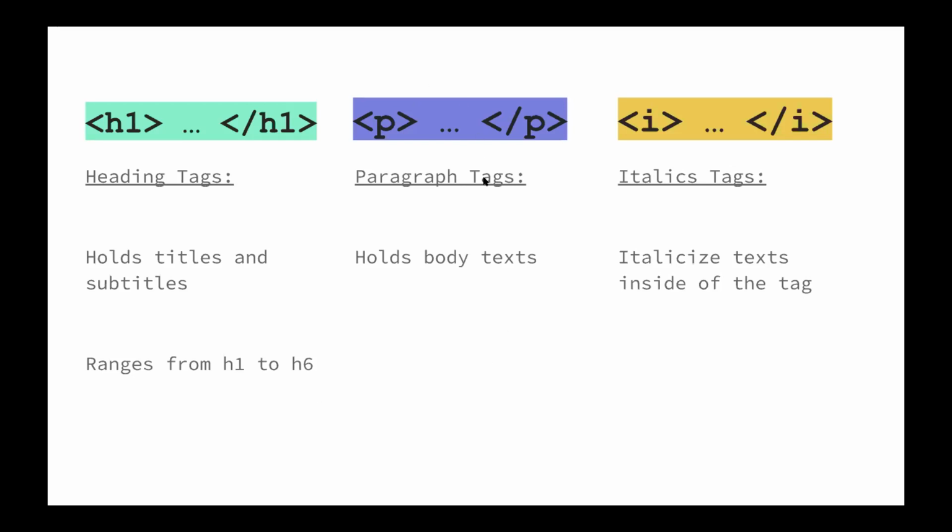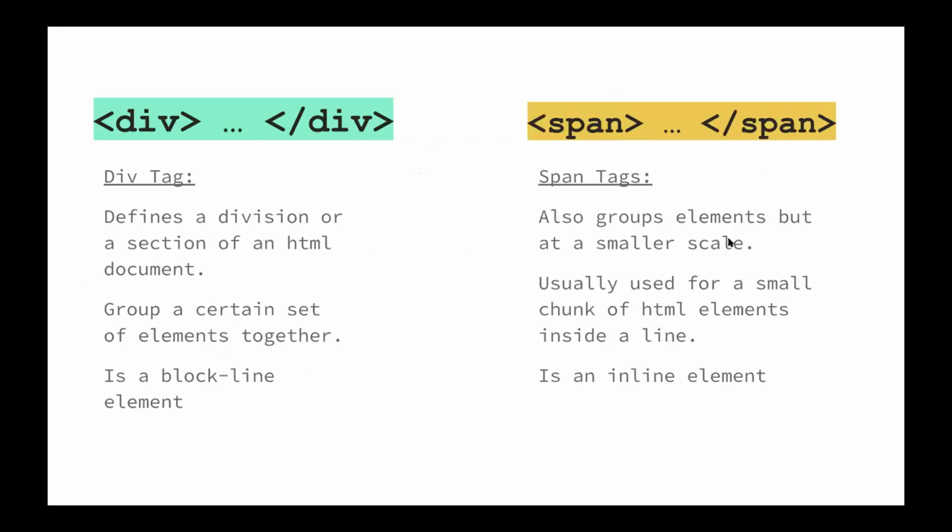And then we also have a paragraph tag. This is where we hold all the body text. So let's say we have an H1 of your name, and then a paragraph would hold an about me text, right? And then we have italic tags, which italicize everything inside of them.